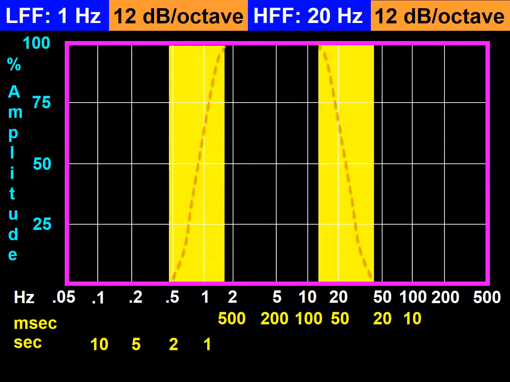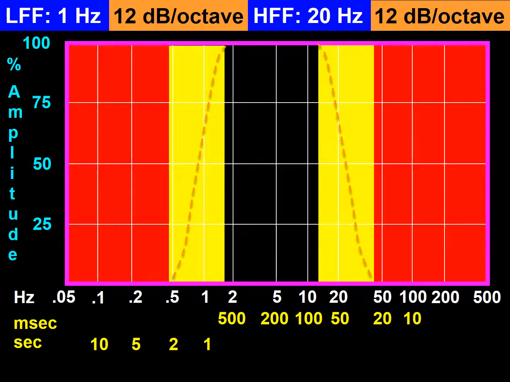The term transitional band refers to the frequencies whose amplitude are partially attenuated by the filter but not totally obliterated by it. I have represented these bands in yellow.